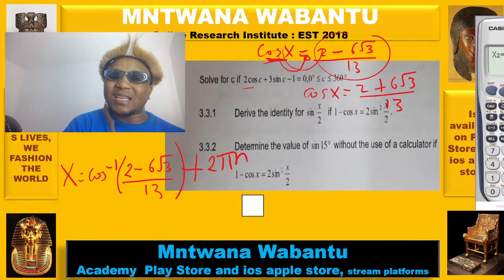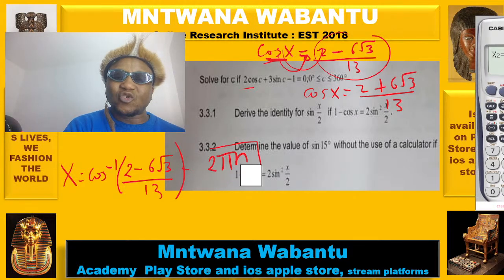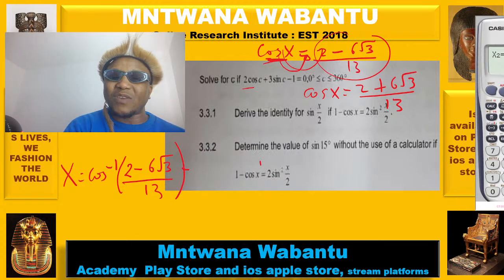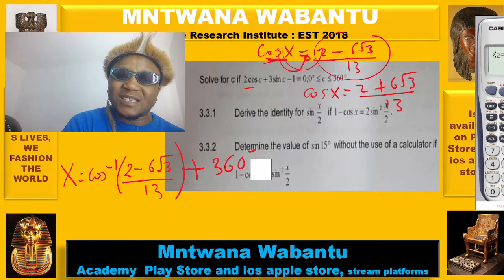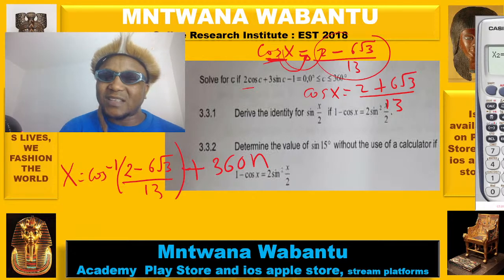Now, let's see how we're going to use that integer. This is the general solution for sine and cos. Whenever we inverse sine or cos, we must add 2 pi n. No, we say 360n, my apologies. It's the same, I wrote pi by mistake. It's 360n, or you can say 2 pi.